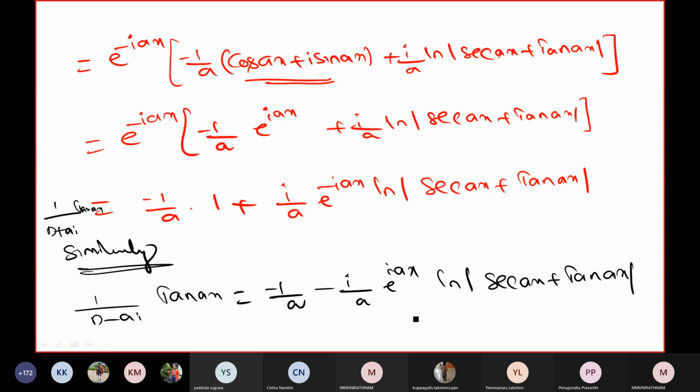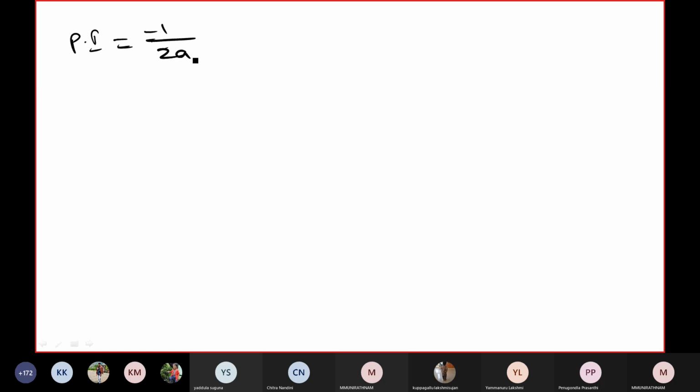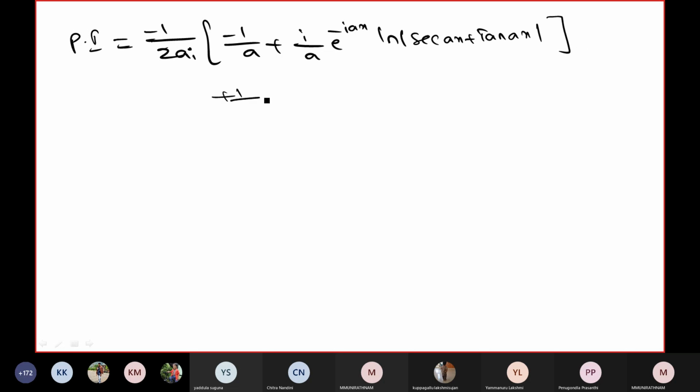Okay, understood? So now we go for yp or pi. You can write yp, you can write pi, both are the same. So what is yp? Minus 1 by 2ai, this part we have minus 1 by a plus i by a e power minus iax ln mod secant ax plus tan ax, plus 1 by 2ai minus 1 by a minus i by a e power iax ln mod secant ax plus tan ax.